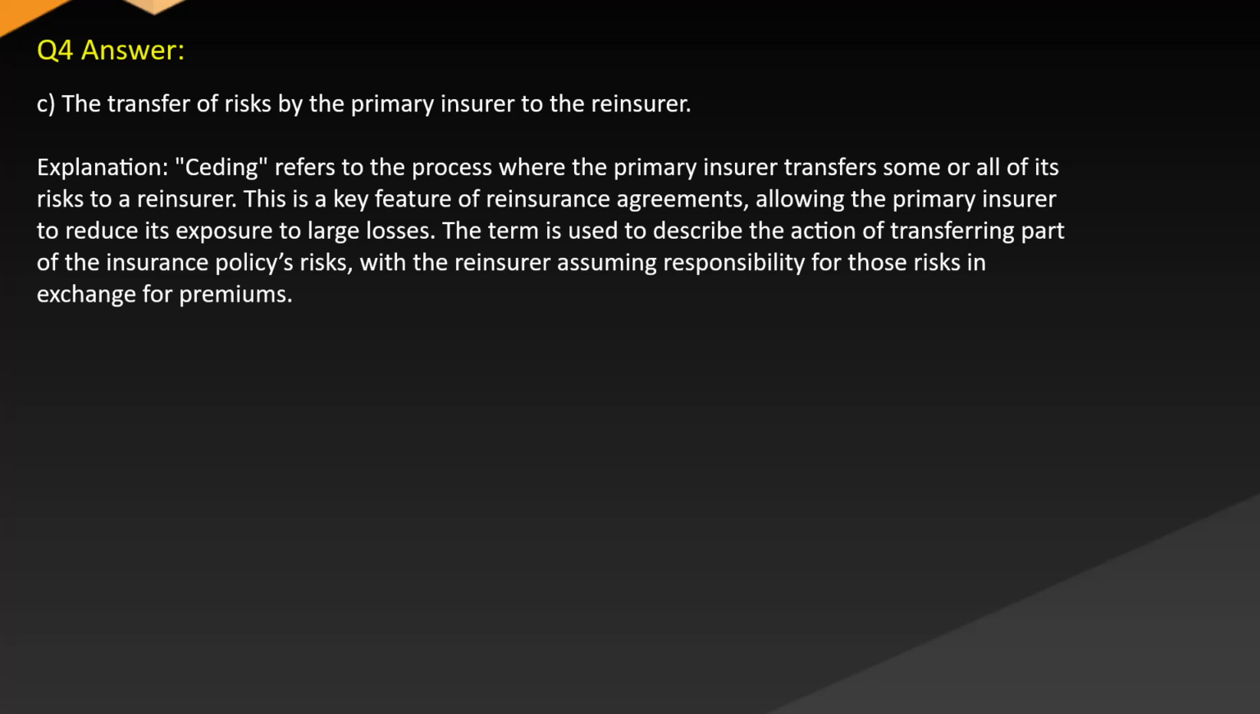Explanation: Ceding refers to the process where the primary insurer transfers some or all of its risks to a reinsurer. This is a key feature of reinsurance agreements, allowing the primary insurer to reduce its exposure to large losses. The term is used to describe the action of transferring part of the insurance policy's risks, with the reinsurer assuming responsibility for those risks in exchange for premiums.